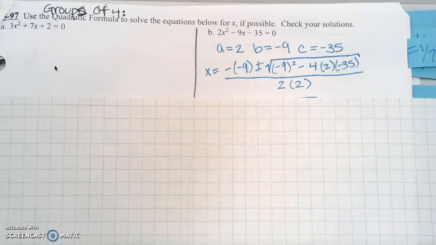All of it goes over 2 times A, which is 2. Make sure you extend that fraction bar all the way across. Okay? Any questions on plugging it in?